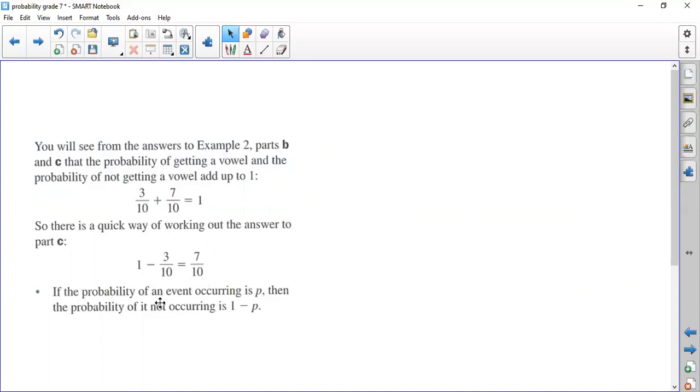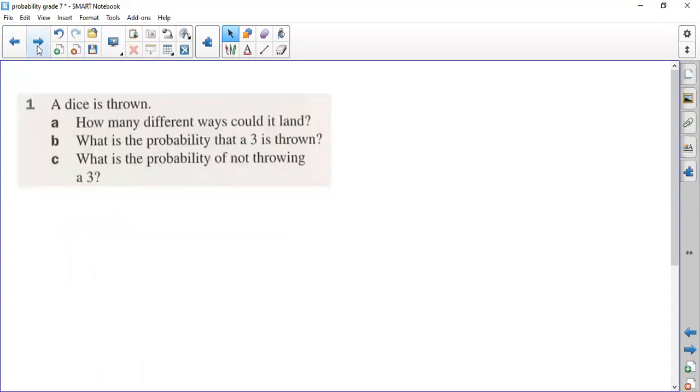So if the probability of an event occurring is P, then the probability of it not occurring is 1 minus P. Now we know that the probability always takes values between 0 and 1. Let's see some examples related to these ones.